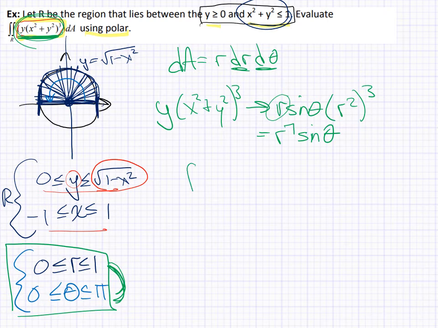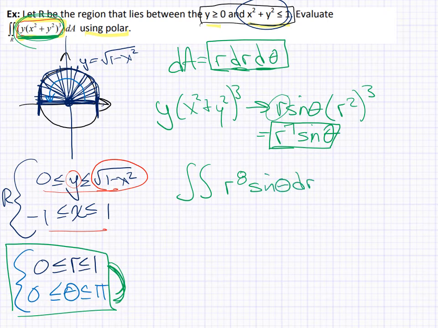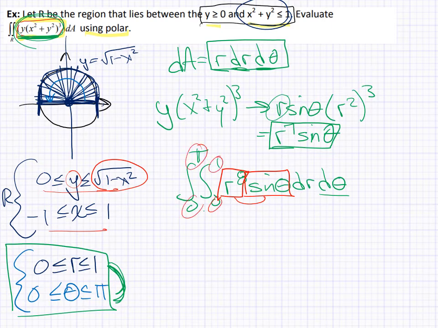And so if I'm going to do this double integral in polar, I would have this times this. So with that extra r, I get r to the 8th sine theta dr d theta. If I wanted to do r first, sure, r goes from 0 to 1, and then theta second, 0 to pi. But actually, I could split this out completely. Look at what I have. I have a function of a single variable and another function of a single variable multiplied together, and my limits of integration are constants.